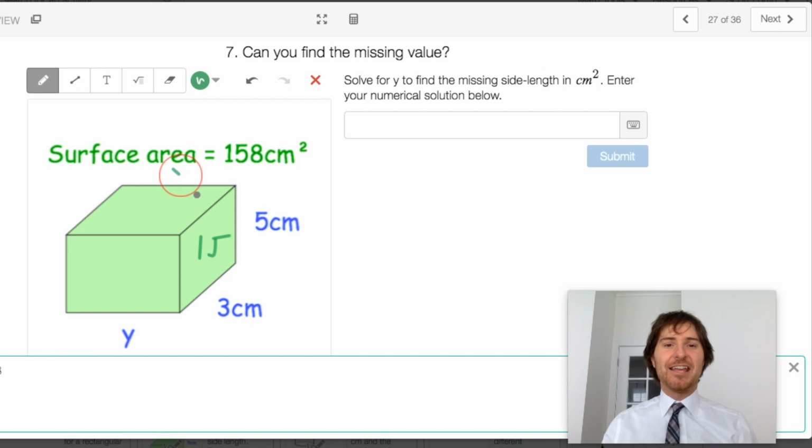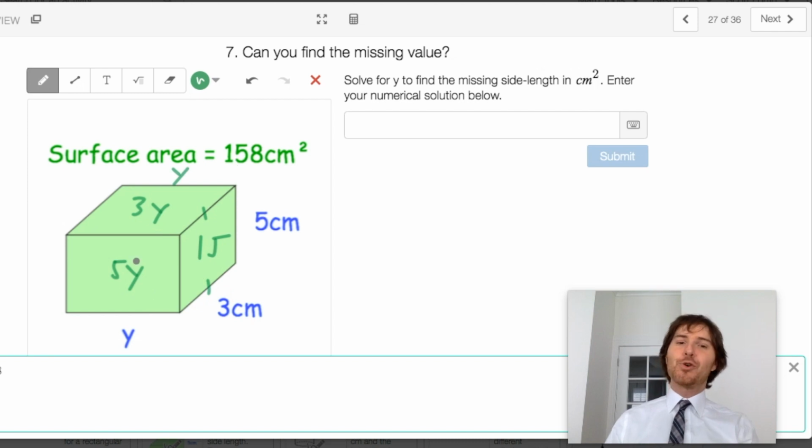Well, this is y. This is what? 3 centimeters? Going to be here, right? So because these are congruent, this is 3 times y, so this would be 3y. Okay, and this is y times 5. That's 5y. So what you got to remember here is that surface area is going to be twice whatever you see right here. Okay, twice whatever.